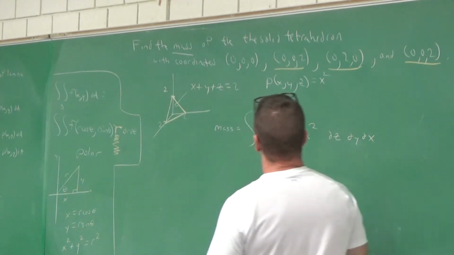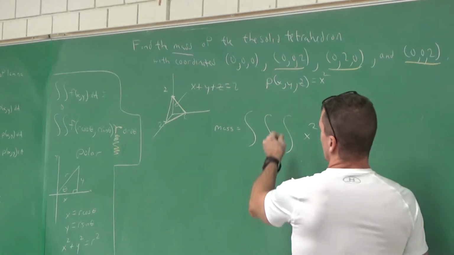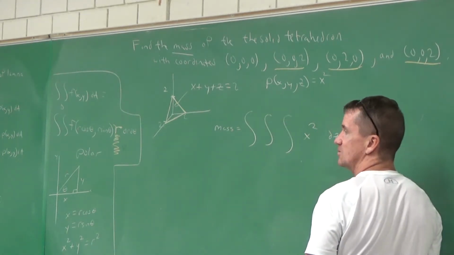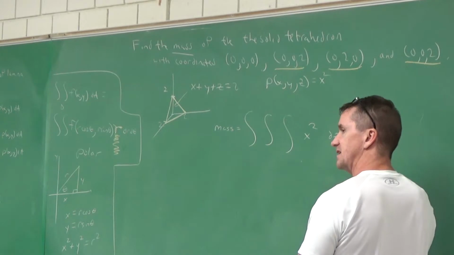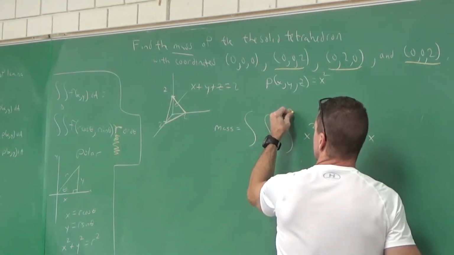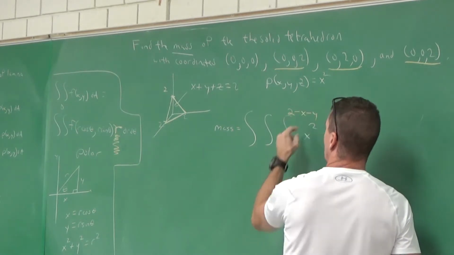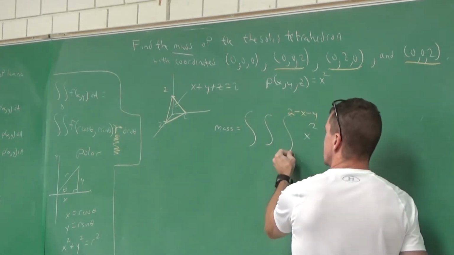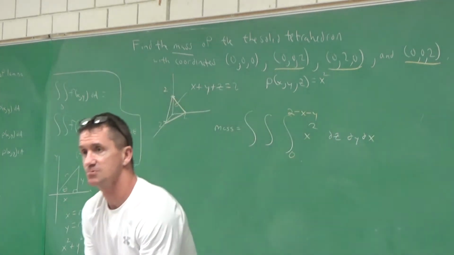Okay. So, we've got to set this up. What's the top z? What's your top surface? Because we're going to project this right onto the xy plane. What's that z equals? 2 minus x minus y. What's the bottom surface? 0, because it's going to be above the xy plane, right?